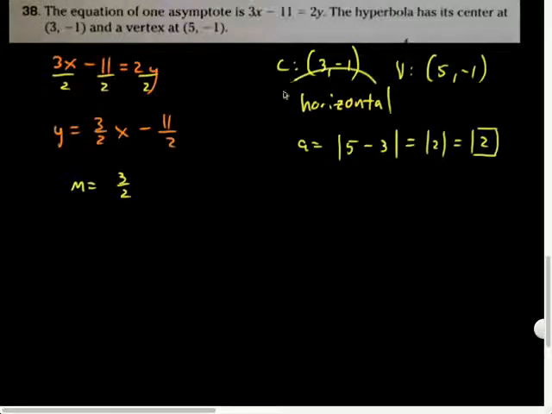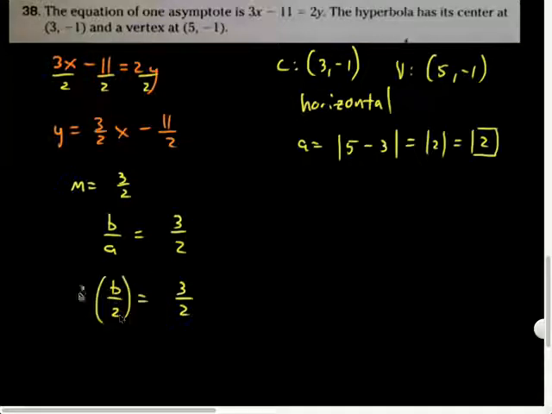What he did say that we're going to need next is that he realized this is horizontal. So it's b over a for the slopes of the asymptotes. That means b over a is equal to 3 halves. So b over 2 is equal to 3 halves, and if I solve that, multiplying both sides by 2, I'll get b equals 3. So that's how that clue came into play, and that's really the only benefit that it had for us.